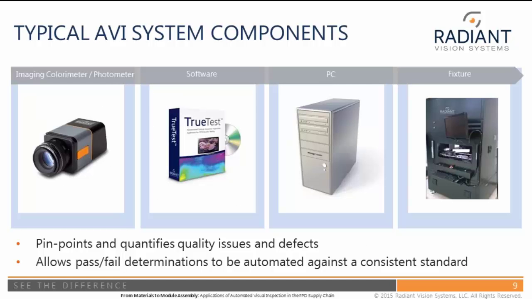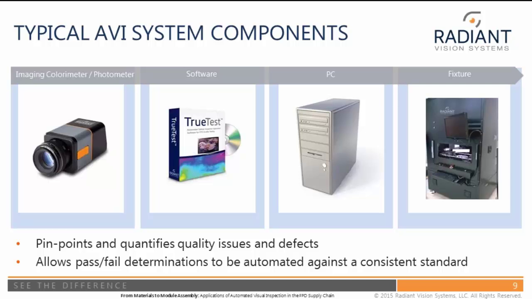So what does a typical automated visual inspection system consist of? That would consist of an imaging colorimeter, whether it be a colorimeter or a photometer is just dependent on the application. If color is not important and all we're looking at is contrast of the device that we're measuring, then a photometer would be sufficient. A software package, which would include some kind of automated visual inspection algorithms.